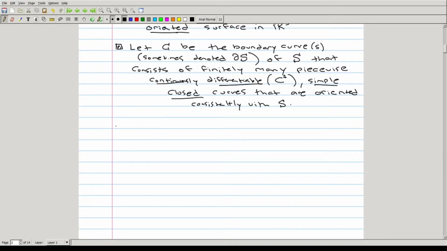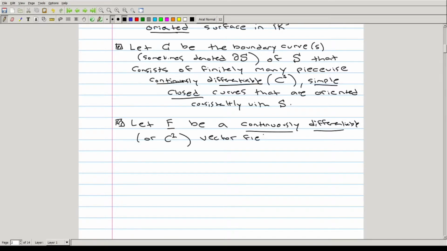And our last assumption of the theorem is that we have to let F be a continuously differentiable, or C1, vector field whose domain includes the surface S.